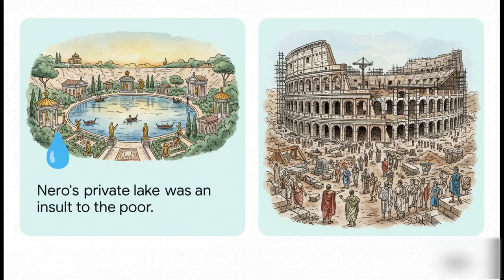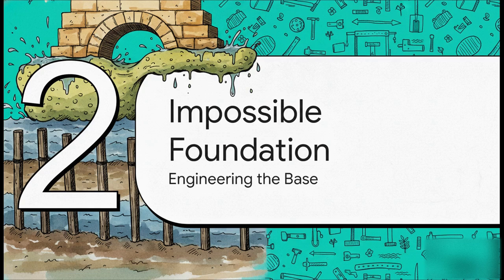It was just a perfect piece of propaganda, replacing a symbol of elite greed with an arena that could hold 50,000 Roman citizens. Which brings us to Section 2, engineering an impossible foundation.